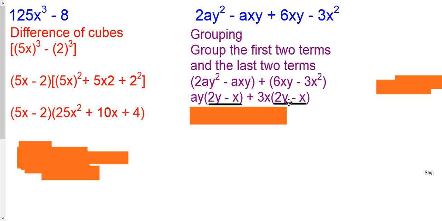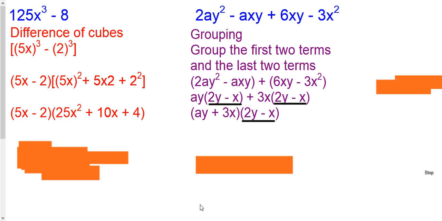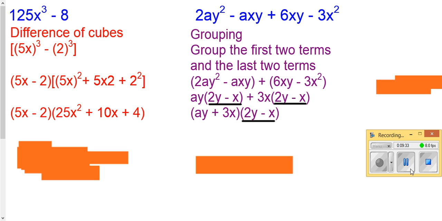Now you'll notice both parentheses are the same, so just like with the AC factoring, if they're both the same, you're on the right track. So the parentheses that's the same, we put right here. What we have left, which is the AY plus the 3x, goes in front. And that's it. That's our factoring.